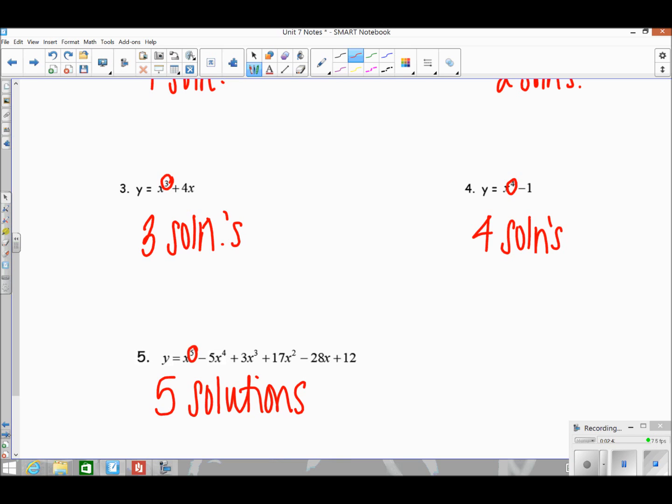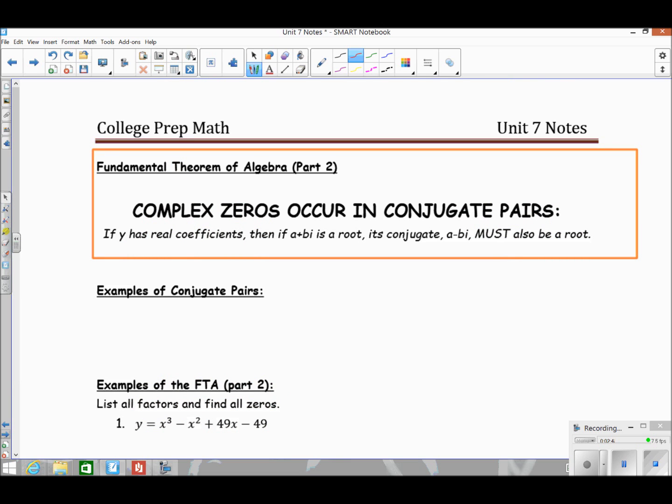So then the next part of the fundamental theorem of algebra is that whenever we have our complex zeros or complex solutions, they occur in conjugate pairs. So what that means is if we have a plus bi as a root, then its conjugate, a minus bi, must also be a root. So say you have some degree 3 polynomial. If you have some complex number a plus bi as one of the solutions, then a minus bi has to be the other solution, and then the third solution would just have to be a real number.